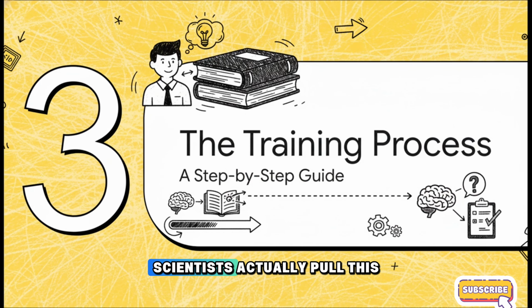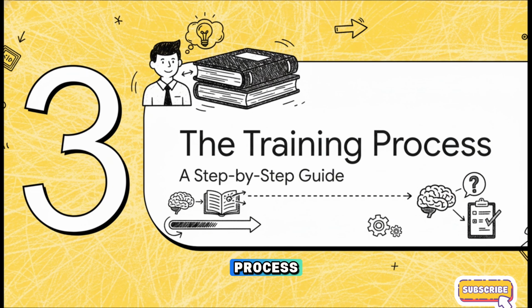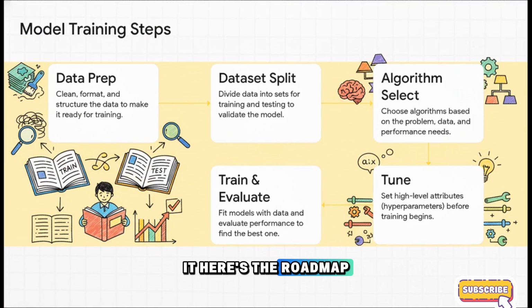So how do data scientists actually pull this off? It's not just a matter of clicking a big go button. It is a very systematic step-by-step process, all designed to build the best possible model for the job. So let's walk through it. Here's the roadmap. It all kicks off with preparing and splitting up the data.